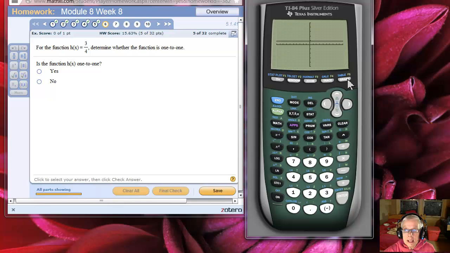Easier to see. This is definitely a function. If you can imagine drawing a vertical line through this graph, each vertical line would touch the graph of y equals 3/4 at only one point. However, can you imagine drawing a horizontal line through a horizontal line? They would intersect at infinitely many points, which is more than one. Therefore, this is a function, but it is not a one-to-one function, so it doesn't have a function inverse.